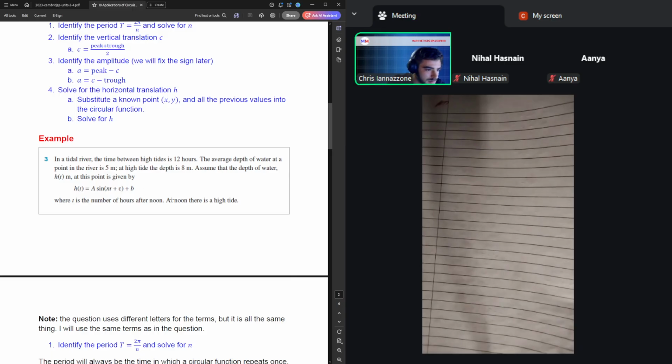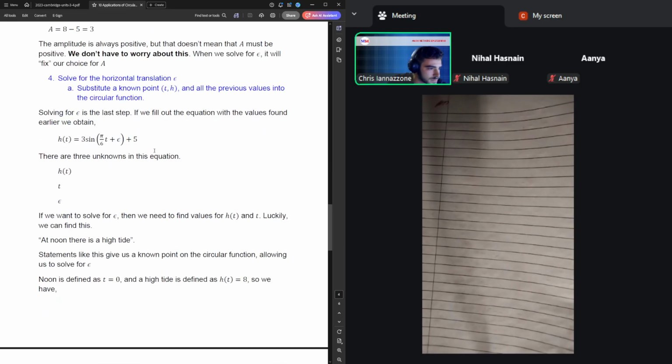But there is a statement here: at noon, there is a high tide. So this is a time value with respect to a height value. Time is noon, and so therefore that would be t equals 0, 0 hours after noon. And high tide would mean h of t would be 8. So you'd put an 8 here, you'd put a 0 there, and then whatever's left over, you're now going to wrap around and solve for epsilon, the horizontal translation in this case, or kind of the horizontal translation.